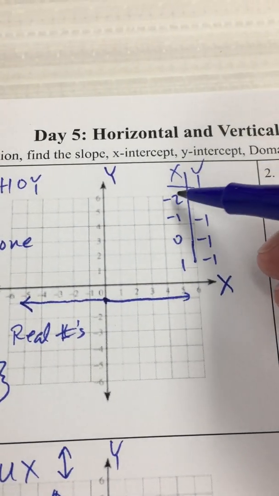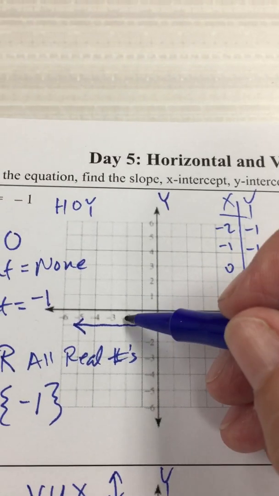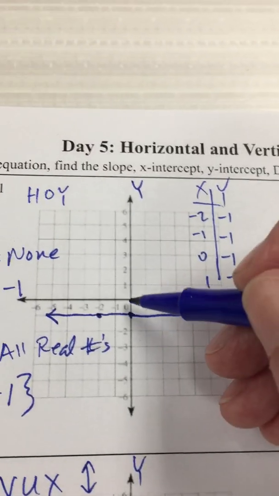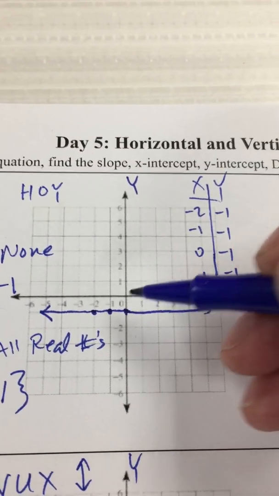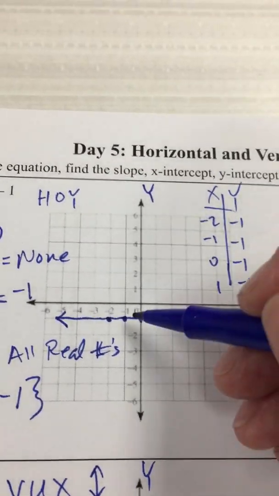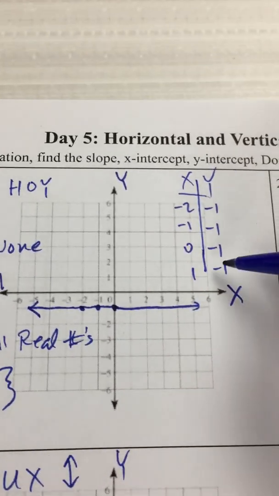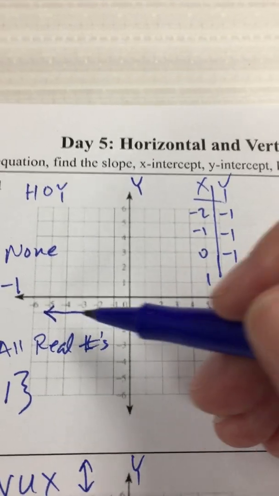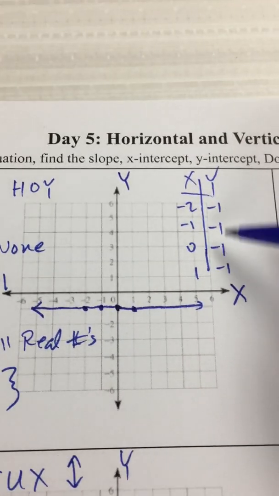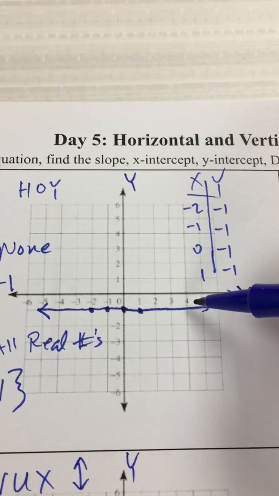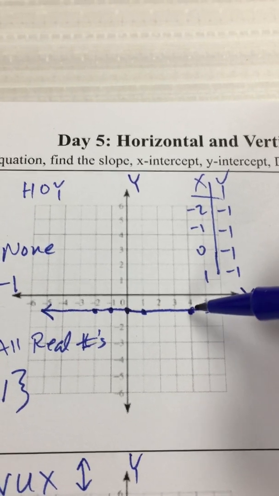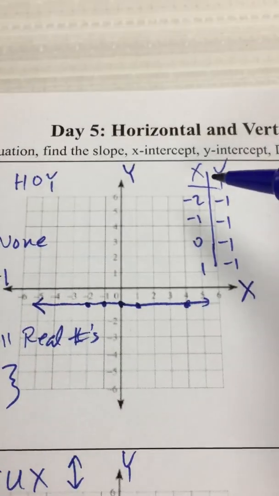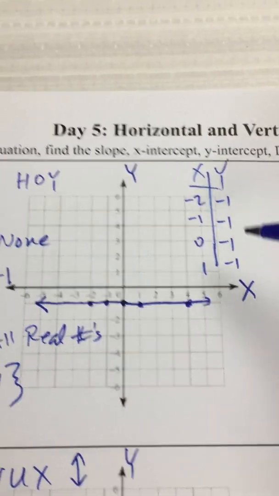If I went to the point -2, -1, I would go over -2 and down -1. I'm on that graph. If I did -1, -1, I go left 1 and down 1. I'm on that graph. 0, -1, I run 0 and jump down. I'm on the graph. 1, -1, if I run over to 1 and go down to -1, I'm on the graph. No matter what x numbers I pick, they're going to have the y number as a -1. So there's your table. When it says y equals -1, your table literally is just y's are all -1.